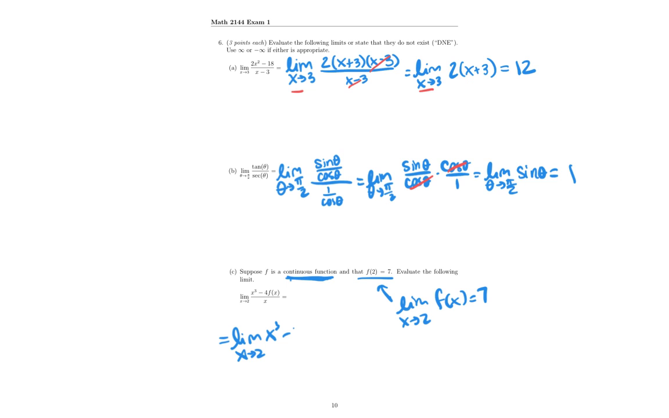X cubed minus 4 f of x over x. So I can just evaluate this using my limit laws, and I can use the quotient law. Since the denominator is not going to 0, the bottom will be going to 2. X cubed will also be going to 2 cubed minus 4 times f of x, and as x goes to 2, that is going to 7. So this just becomes 8 minus 28 over 2, which is negative 20 over 2, which is negative 10.